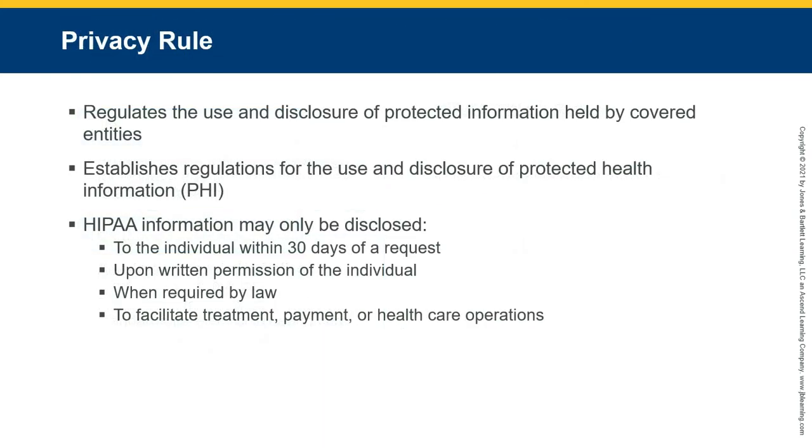The privacy rule regulates the use and disclosure of protected information held by covered entities. It establishes regulations for the use and disclosure of protected health information. HIPAA information may only be disclosed to the individual within 30 days of request, upon written permission of the individual, or when required by law to facilitate treatment, payment, or healthcare operations.